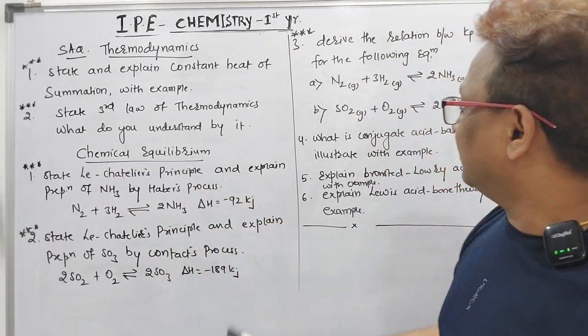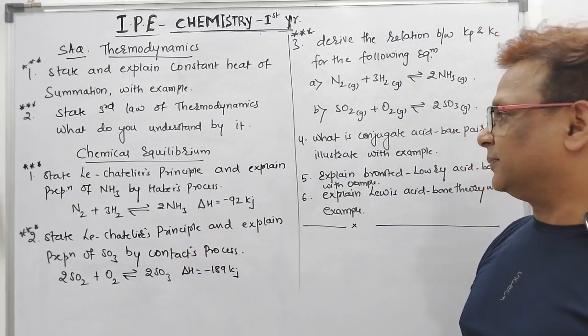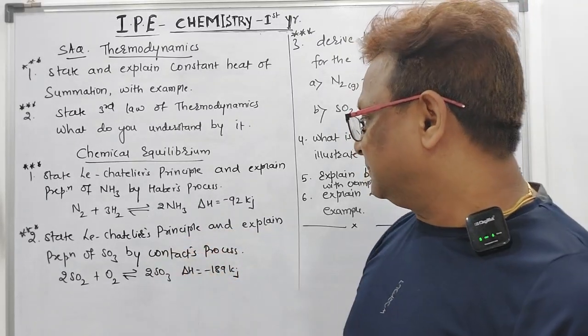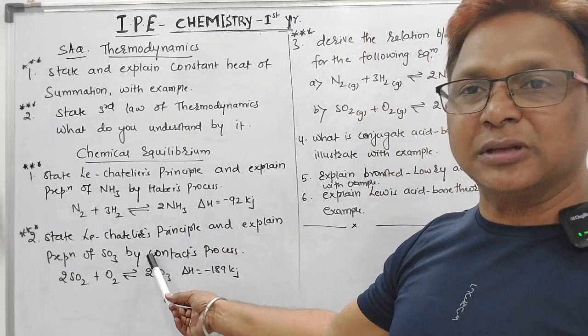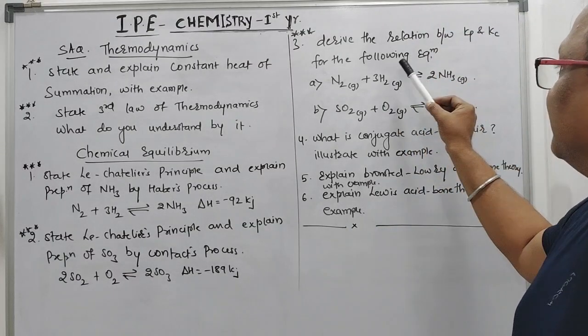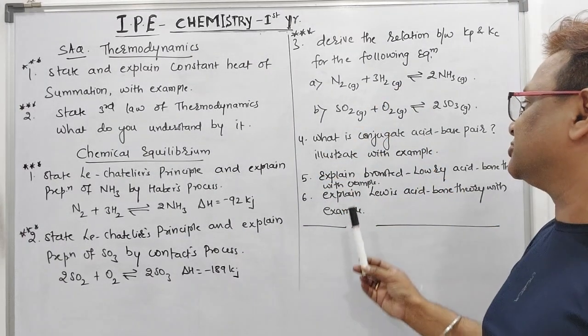From chemical equilibrium, I wrote these 6 questions. Among that, first one, Le Chatelier's principle and its application to the preparation of ammonia by Haber's process, SO3 or sulfuric acid by contact process, a relation between Kp and Kc for the following. These 3 are very important. But the remaining 2 also you have to study.